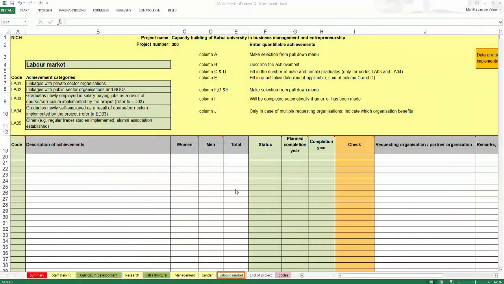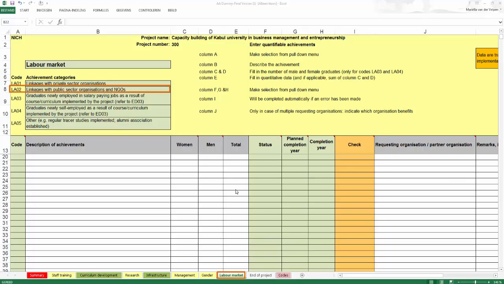This sheet collects data about the second cross-cutting theme of niche, responsiveness to the needs of the labor market. Here we make a distinction between, on the one hand, the private commercial sector and, on the other hand, the public sector and NGOs. In LAO1, you should list all the private sector organizations, companies, chambers of commerce, etc., which contribute to the project and its outputs on a formal and regular basis. Also Dutch and other international companies? Certainly, if this is the case.